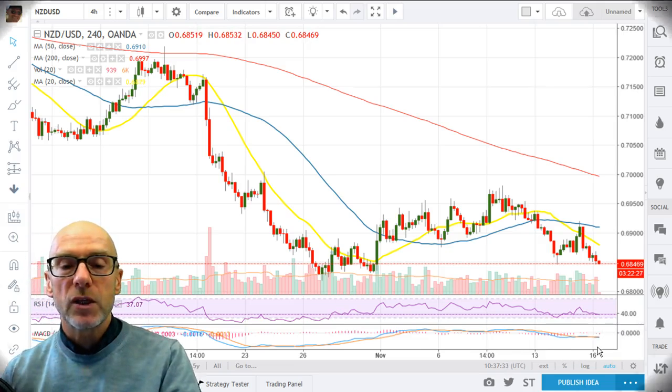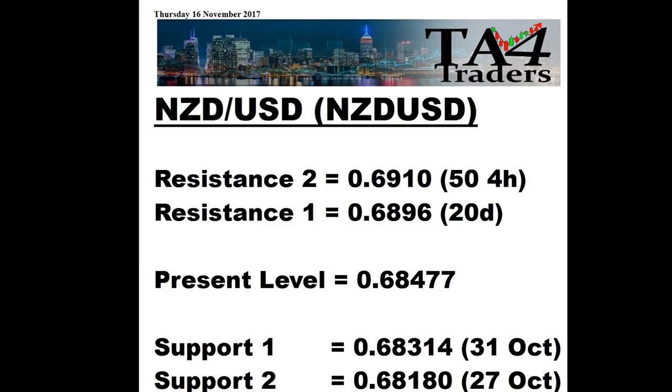Right, looking at those support and resistance levels, there's resistance at the downtrend in 20-day, 68.96, and then the 50 from the 4-hour, 69.10, with the key support seen at the low 68.314 of 31st of October and 68.18, the low of the 27th of October.